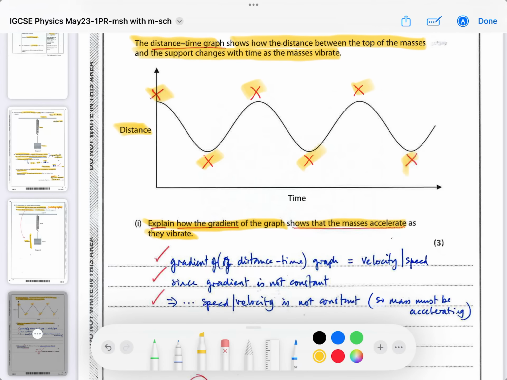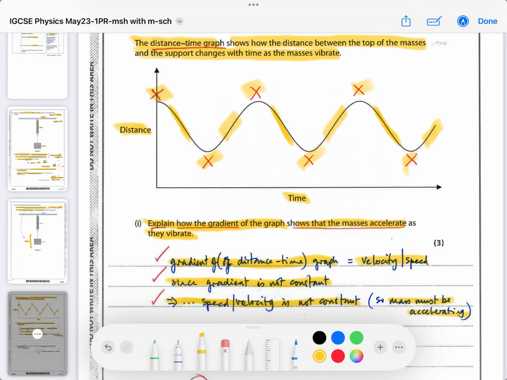Well, if the distance is against time, the gradient of the graph will be speed. Now, the gradient isn't constant. The gradient changes. Here is negative, here is positive, here is negative, here is positive, here is negative, here is positive. And also, the steepness of the gradient changes, which means if the gradient of the graph is the speed or the velocity, and since the gradient is not constant, we know the velocity is not constant, and if the velocity is not constant, then there must be some acceleration going on.